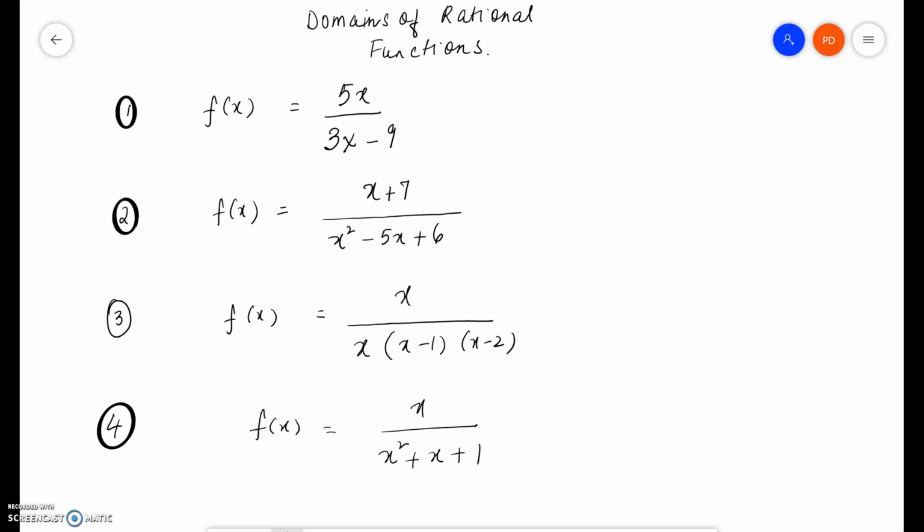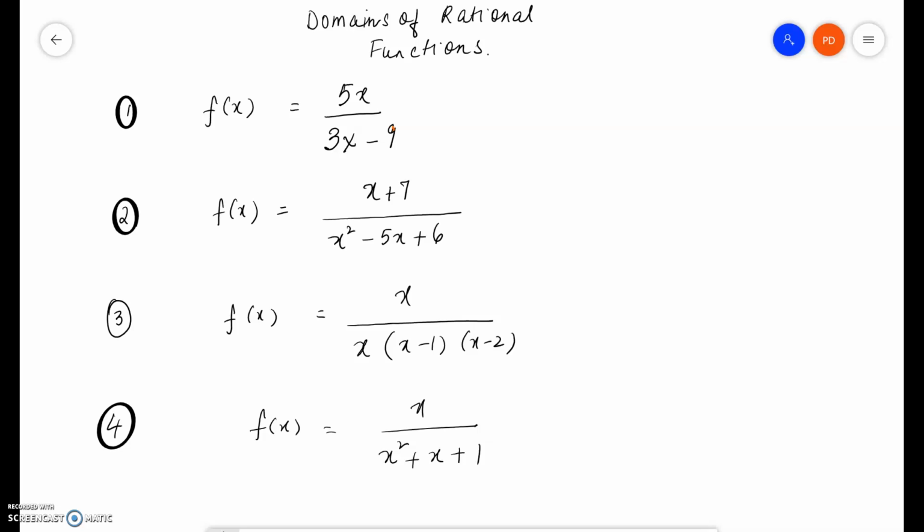So here we're going to find the domains of four different rational functions. So the first one is f of x equals 5x divided by 3x minus 9. So when I say find the domain of the function, what I'm asking is what are the values of x that I can plug into this equation and get a valid answer.